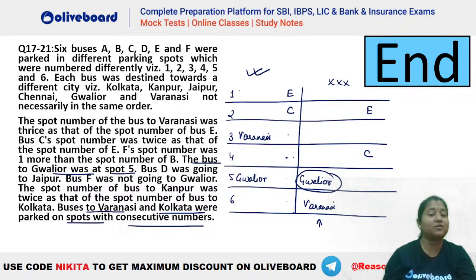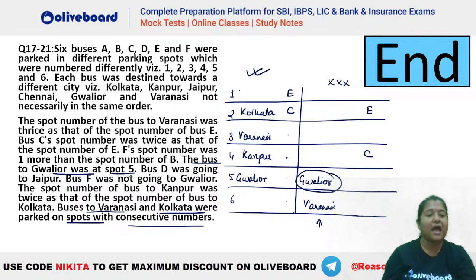So the spot number of this one, that is Kanpur, has to be twice of Kolkata. We know that Kolkata has to be either 2 or 4 because Kolkata and Varanasi are consecutive. But if you take Kolkata as 4, you will not be able to place your Kanpur, because that is twice of Kolkata, right? So you can see that Kolkata has to be here. This will be your Kolkata. And twice of Kolkata has to be taken as Kanpur. So Kanpur will be here.